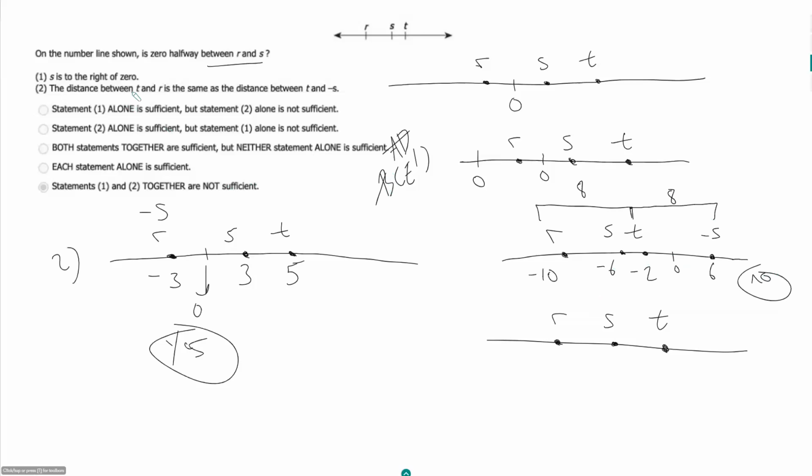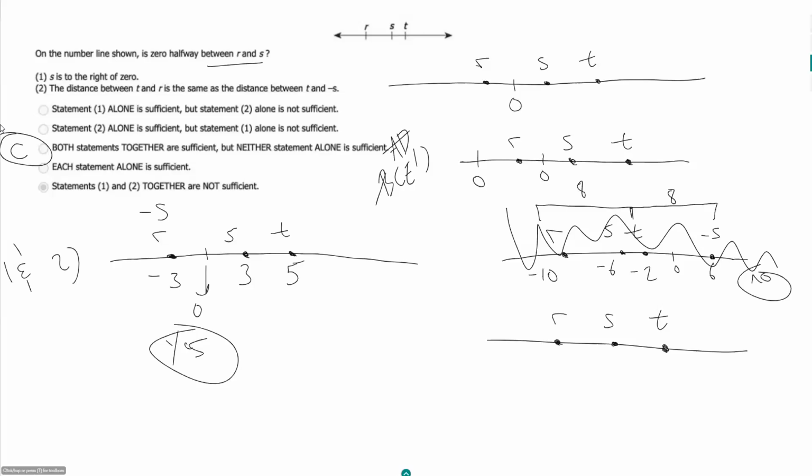Now looking at them together. So now I know S has to be to the right of 0. So this is no longer possible. So if this guy is no longer possible, it looks like this is the only case I can have. So R has to be negative, S has to be some value that is positive in the same distance from 0 as R, and T is also another positive. So if this is the only scenario, it looks like 0 will always be the midpoint between R and S when we look at them together. So C is the answer.